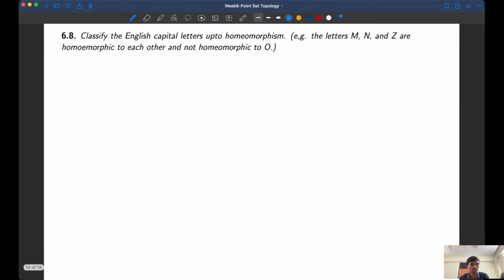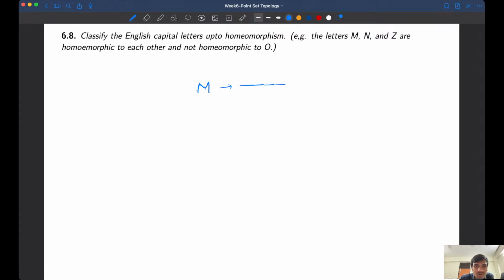Okay, so next is again to classify some of these letters up to homeomorphism, but again these things come directly from the connectivity. So M, N, Z, all of them are connected, and they are homeomorphic to each other, because you can just, for example, take M and Z. So M you can just map like this and this. Okay, so here, just break the whole M into 4 parts, 1 2 3 4.